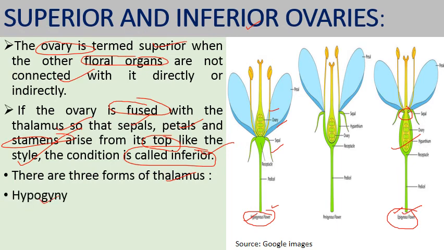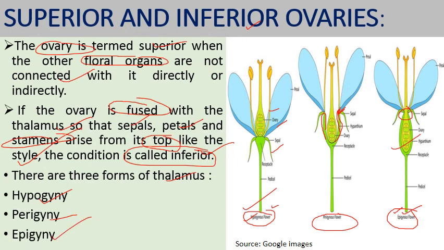First one is hypogyny, this first flower, when floral organs arise from the base of the ovary, below the surface of the ovary, that condition is known as hypogyny. Perigyny means when the floral organs arise from the rim of a thalamus. The thalamus forms a cup-like or disc-like structure, and from its rim the floral parts arise. That type of flower is said to be a perigynous flower, and the condition is known as perigyny. Then the third one is epigyny, that we have already discussed, when the floral organs arise from the top of the ovary.